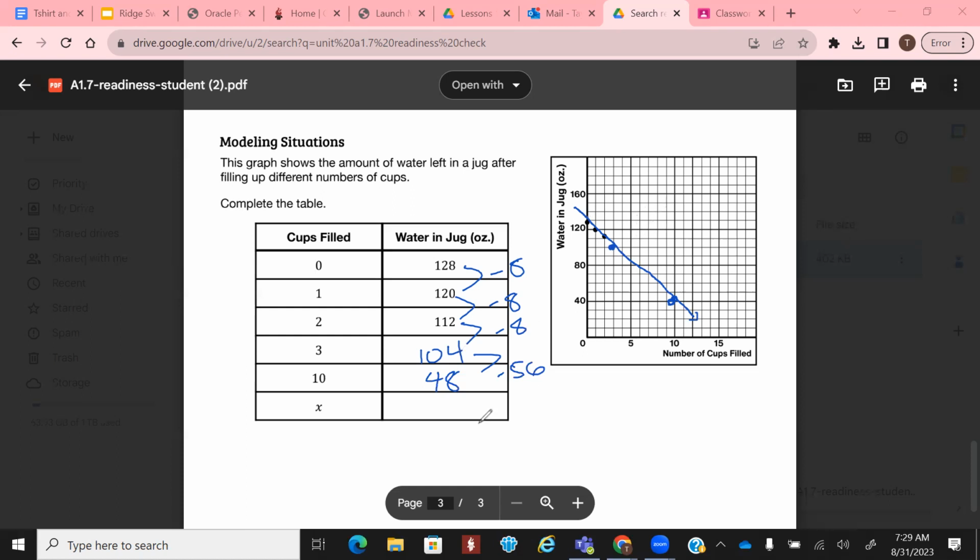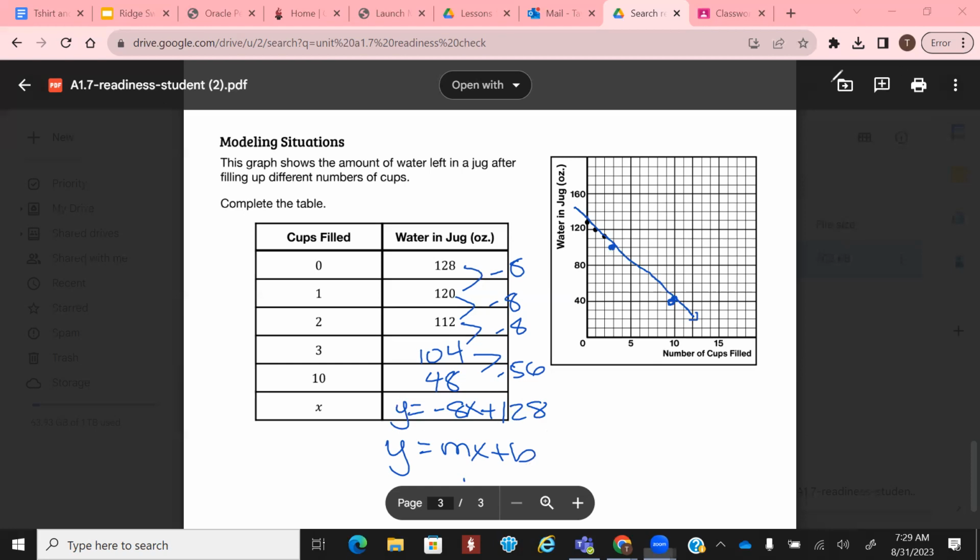Okay, so how do we write the equation out for this? We say that it's linear. So we remember that linear equations are y equals mx plus b, right? What's our slope? What are we going down by each time? -8. So we got y equals -8x. What was our initial amount? 128.